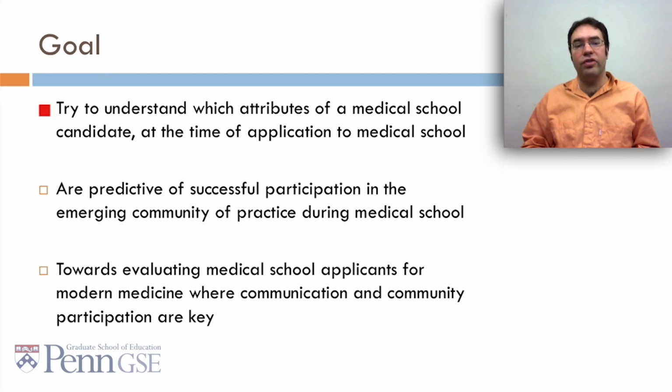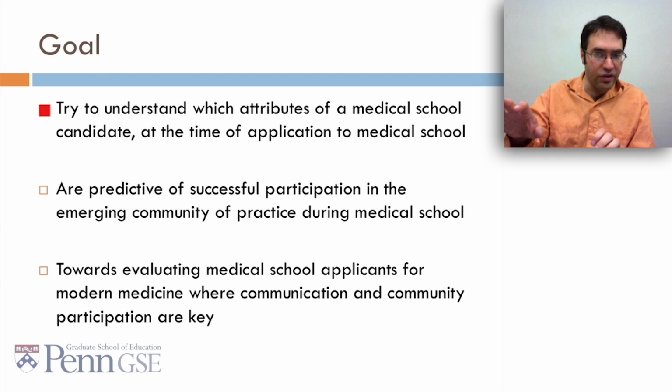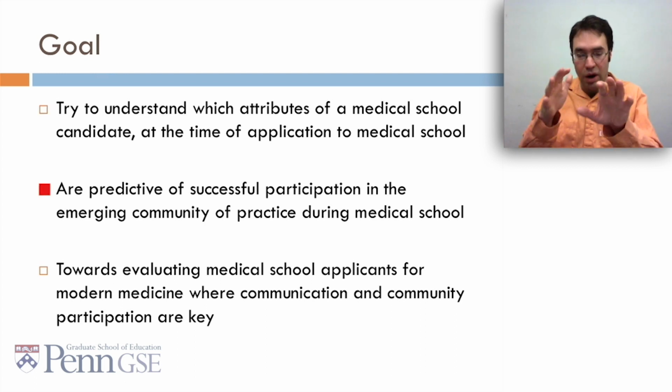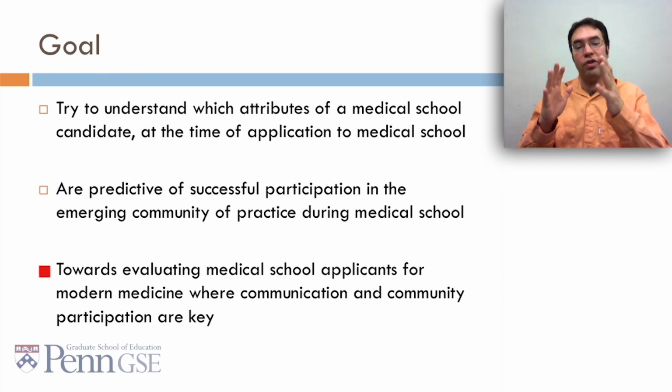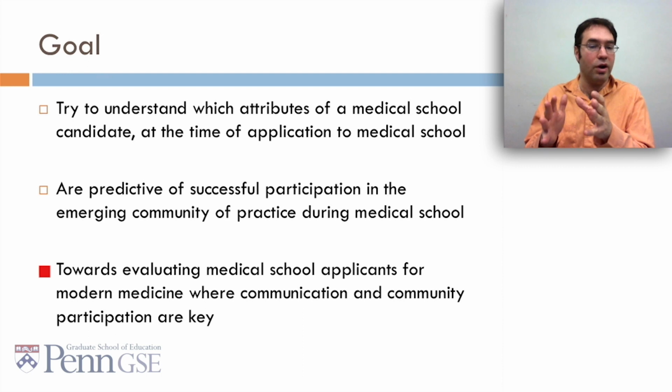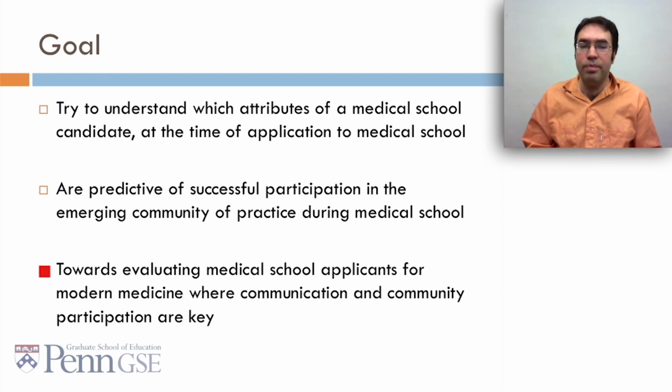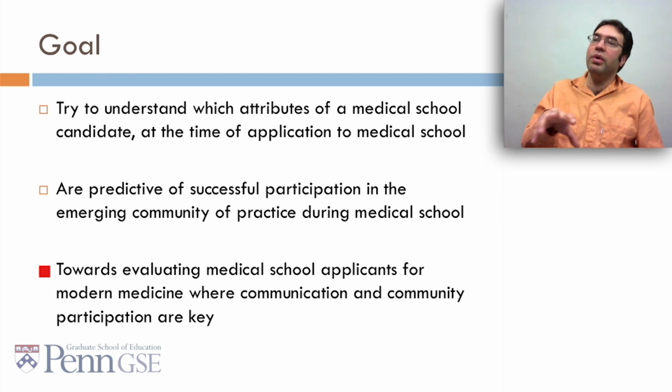The goal of their analysis was to try to understand which attributes of a medical school candidate at the time of application to the medical school are predictive of successful participation in the emerging community of practice during medical school. And that would be towards the goal of evaluating medical school applicants for modern medicine, where communication and community participation are key. So the big idea of this is we know that we care about things about a doctor beyond just how much they know.